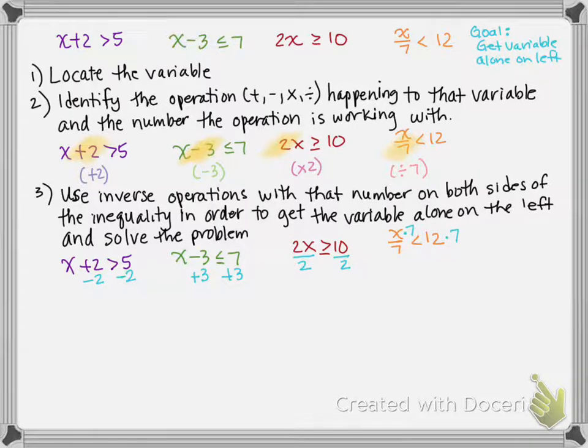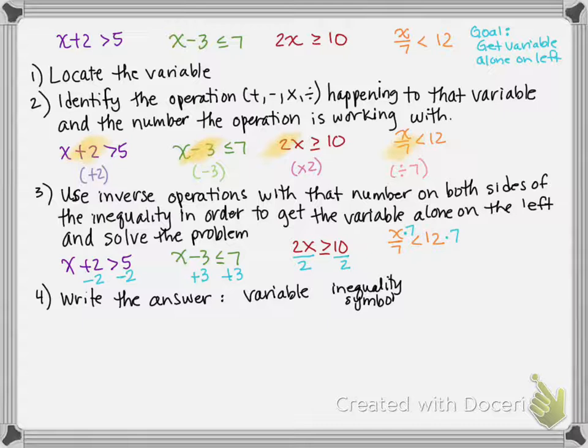Okay. So then the next step is we're going to write the answer. Now, when it was an equation, we had variable equals answer. On this one, we're going to have variable, and then inequality symbol, and when I say variable, I mean choose a letter, and then number. That's how the answer will look.